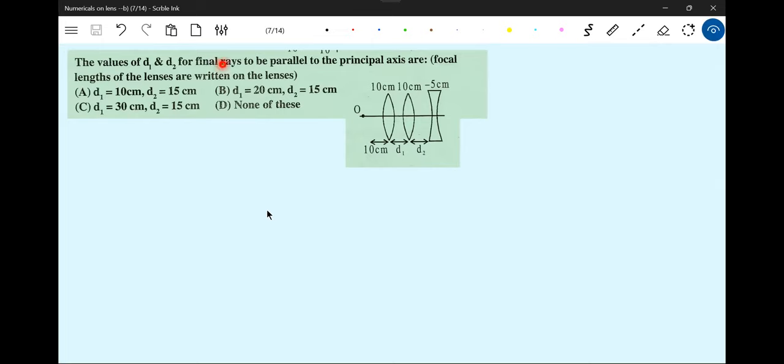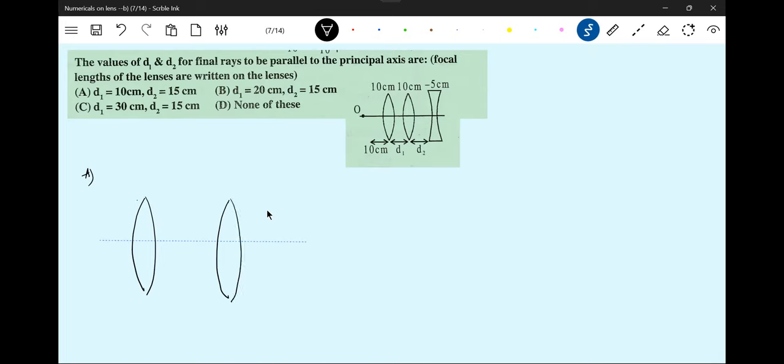The values of D1, D2 for final rays to be parallel to the principal axis. Just we have to keep on guessing here, nothing else is there. So this is 10 centimeter. Focal length of this is 10 centimeter. This also 10 centimeters. So first one by one, we'll check option A. First we have a lens. Next another lens. Next we have a diverging lens.